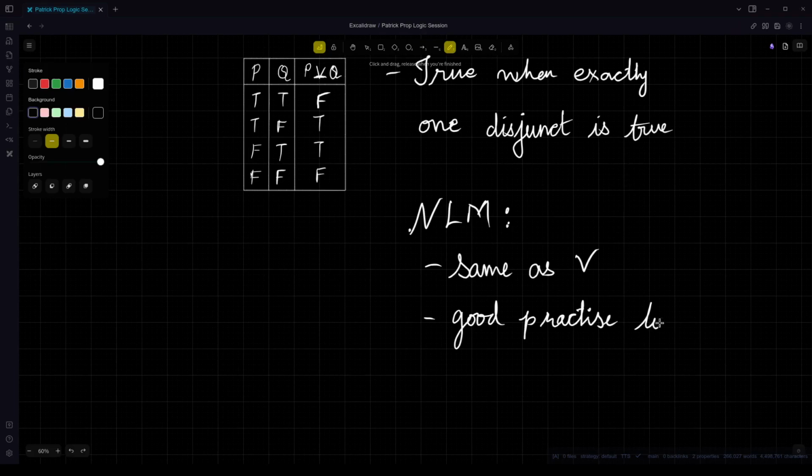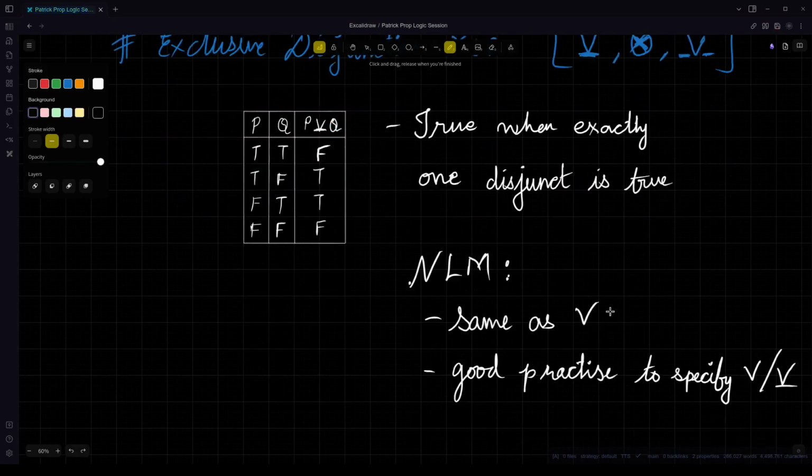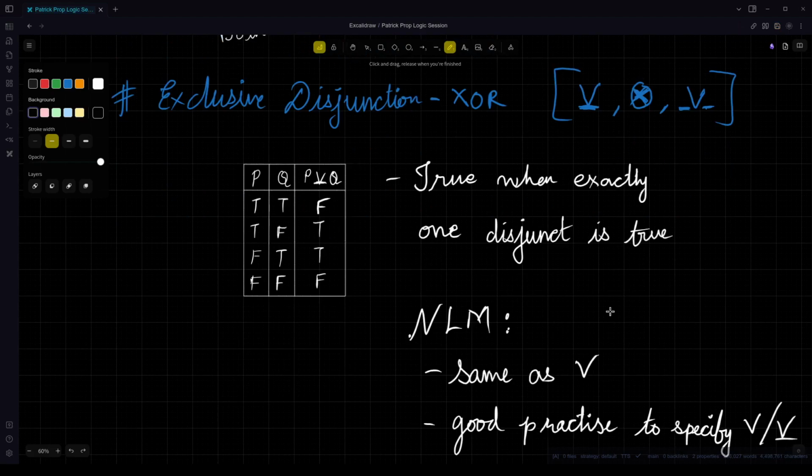Makes sense. So I'm just writing this symbolically. It's good practice to specify inclusive disjunction versus exclusive disjunction. Okay. So that's it for exclusive disjunction.